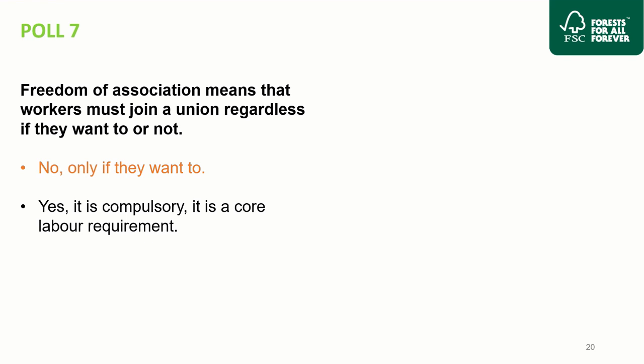Workers can choose to join or form a union or create a workers' representative group or committee. However, if they do not want this, that is okay also. However, if they do, the organization must not interfere and allow for the facilitation of this process, such as allowing workers a private meeting room or allowing union representatives on site to speak to their members.